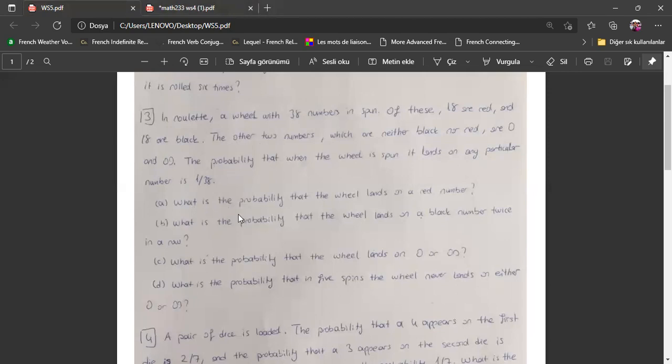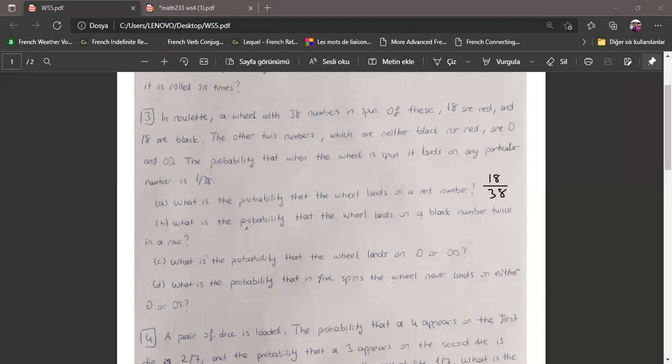Now, what's the probability that the wheel lands on a red number? We have 18 red numbers, so the number of desired outcomes is 18. In the denominator, we write all possible outcomes, which is 38.